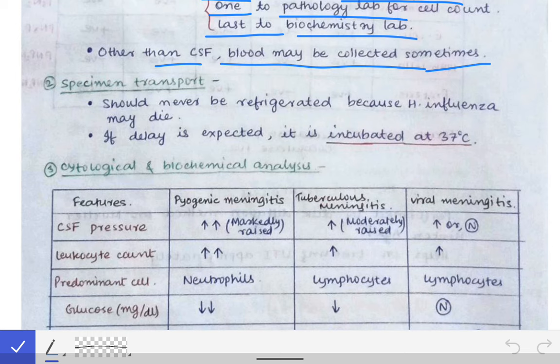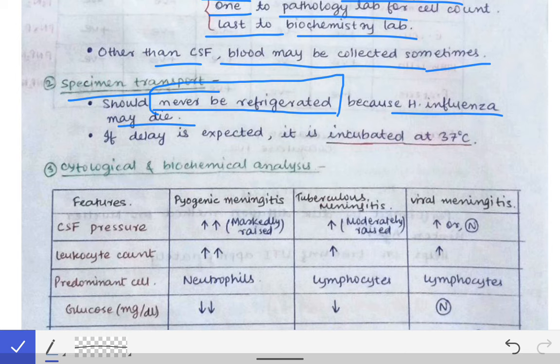Now coming to the specimen transport, how are we going to transport the specimen once it is collected in three separate containers? So the specimen should never be refrigerated. Mind this, that the CSF specimen should never be refrigerated. Why? Because if there is H influenza meningitis, that H influenza is cold sensitive, and it will die. So that's why we never refrigerate the CSF specimen, just because of the H influenza.